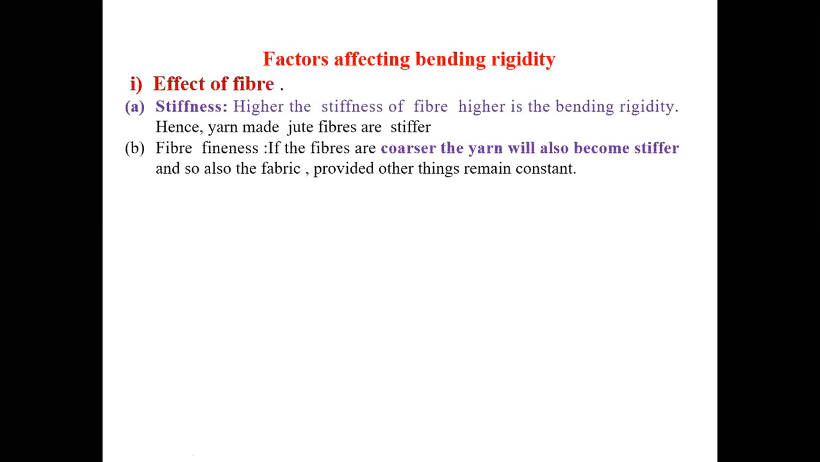Now let us see what are the factors which affect the bending rigidity. We will discuss the effect of the fiber, the effect of the yarn and the effect of the fabric construction, and lastly we will discuss how the finishing method affects the bending rigidity. So first, the fiber. The two important parameters that affect the bending rigidity of the fabric is the stiffness of the fiber. That means, as I have already told you, that the fiber is the building block of the fabric.